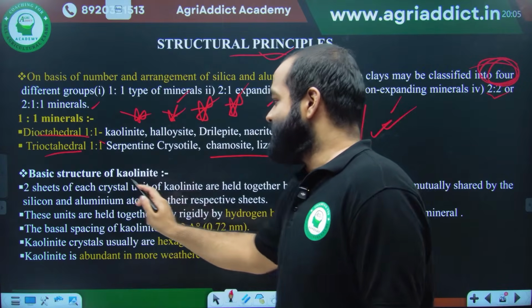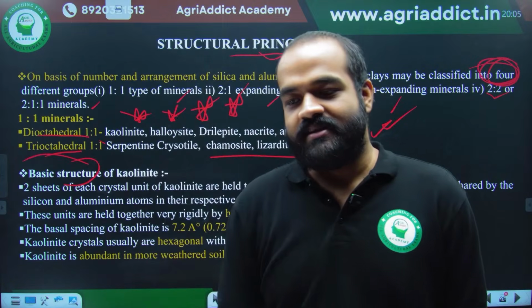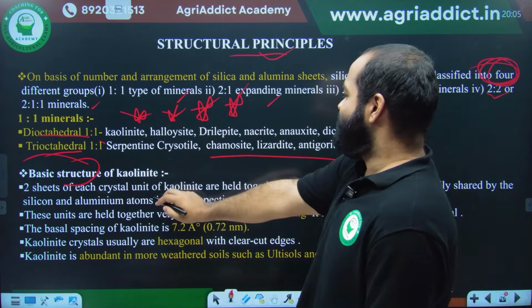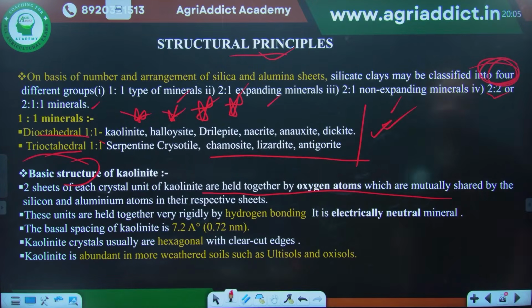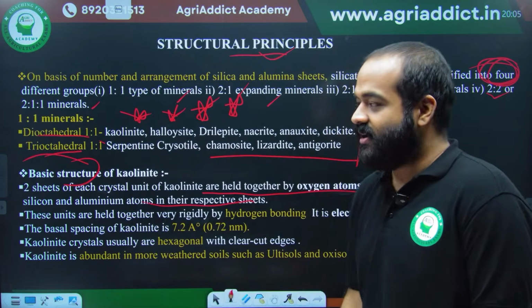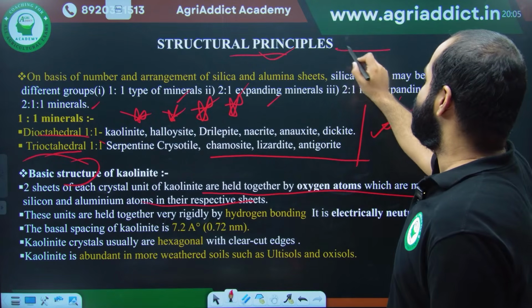Now, for the basic structure, there is nothing more to say right now. We have already discussed the structure a lot. So, 2 sheets of each crystal unit of kaolinite are held together by oxygen atoms which are mutually shared by silicon and aluminum atoms. Just as we told, tetrahedral, I cannot draw right now.